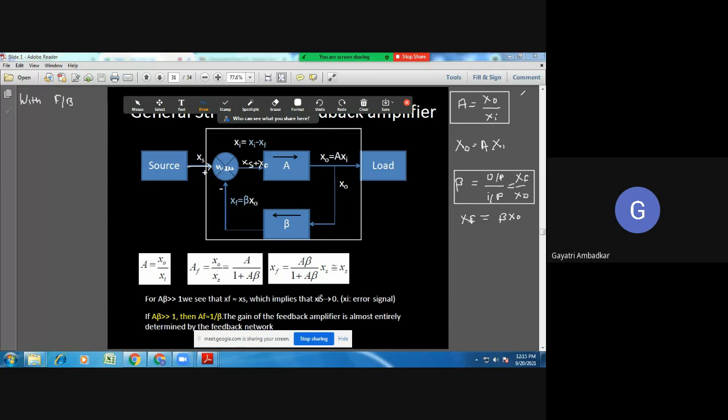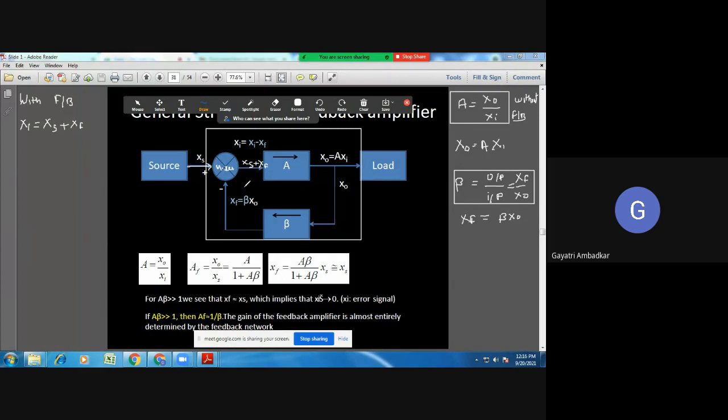This gain was without feedback, and this is with feedback. So in this case, what is your Xi? Your Xi is now changing. Xi is the input to the amplifier, but now it is the combination of two signals: the signal which is coming from the source plus the signal which is coming from the feedback network. Got it?